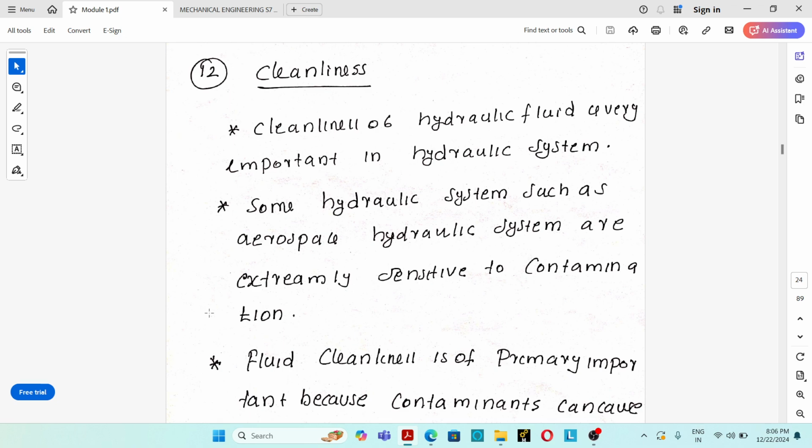So these are the properties of hydraulic oil. We have 12 properties of hydraulic oil you have to study. That is viscosity, first property, then lubrication capability, demulsibility, chemical stability, neutralization number, flash point, fire point, low flammability, foam resistance, low volatility, good heat dissipation, and cleanness.